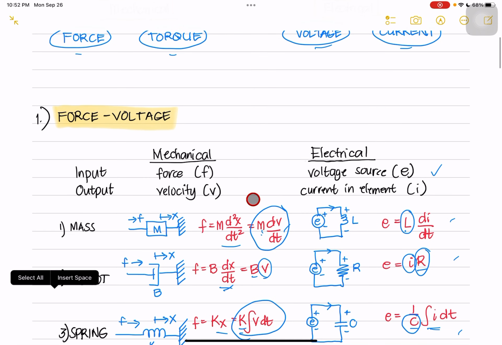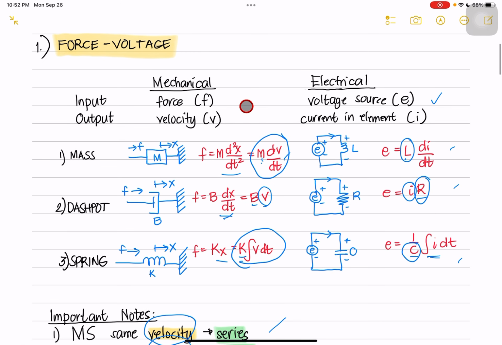Okay, so first let's have force-voltage. For force-voltage, we have force as our input in the mechanical system, and the output would be velocity. Kapag naman sa electrical system, ang input niyan is voltage source, we can represent it as small letter e, and then the output would be the current in the element. Okay? So these are the three components in translational mechanical system. For mass, this is the representation.